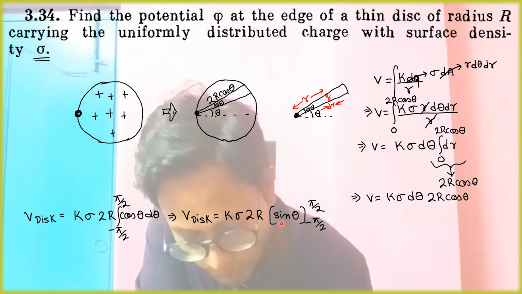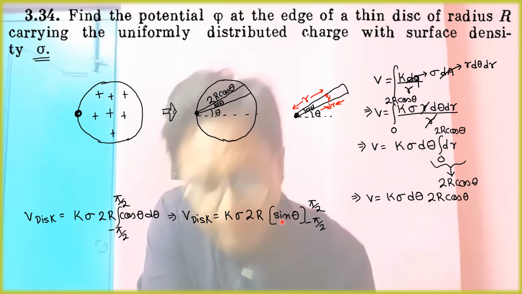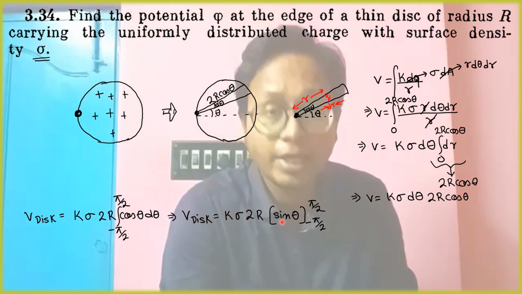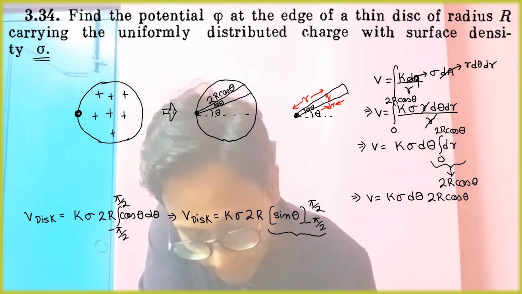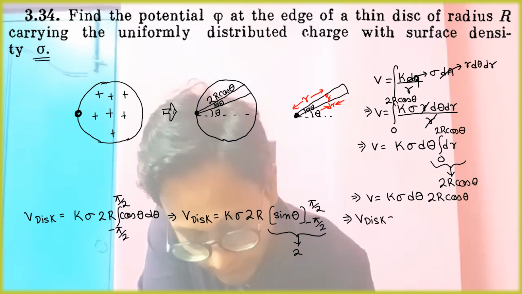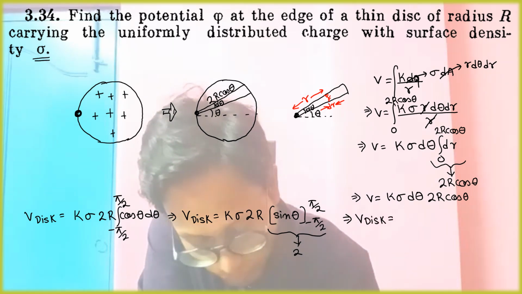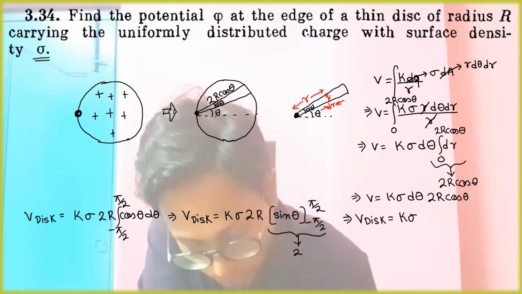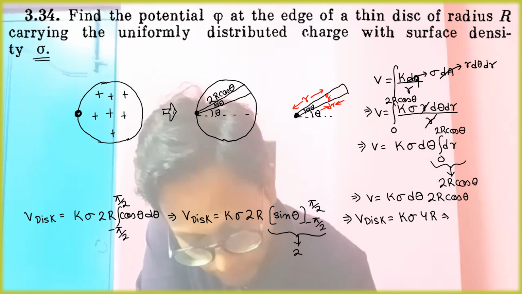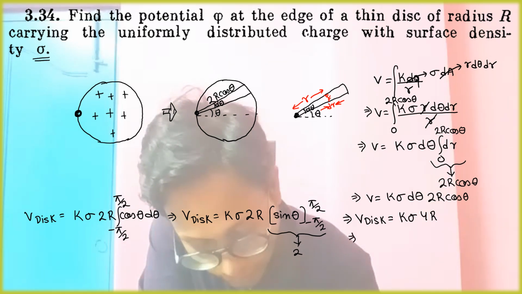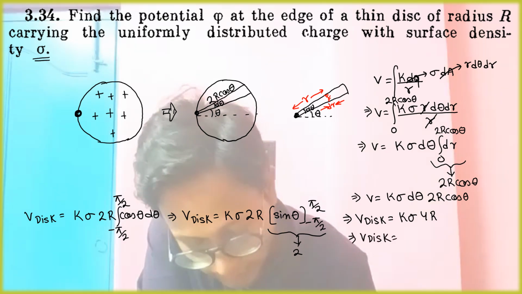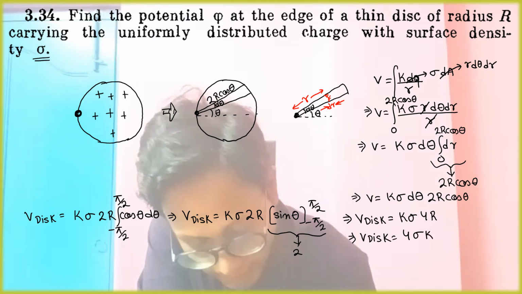Sin 90 is nothing but 1, minus sin of minus 90, which is minus 1. So 1 minus of minus 1 becomes 1 plus 1, which is 2. So the potential due to the entire disk is k sigma 2r into 2, so this 2 and this 2 become 4. The potential due to the entire disk is nothing but 4 sigma kr.